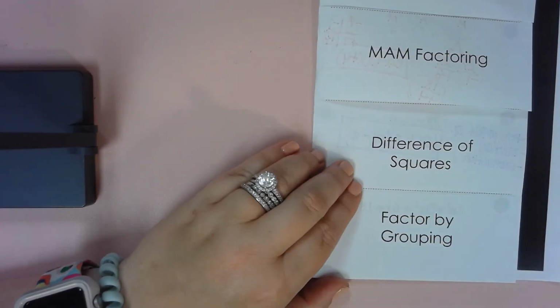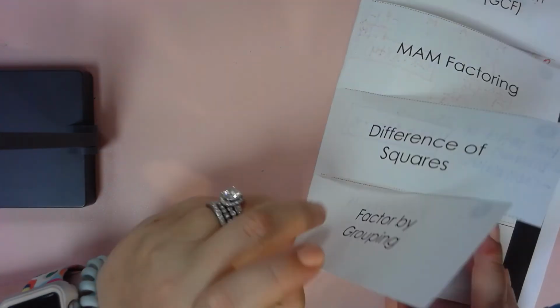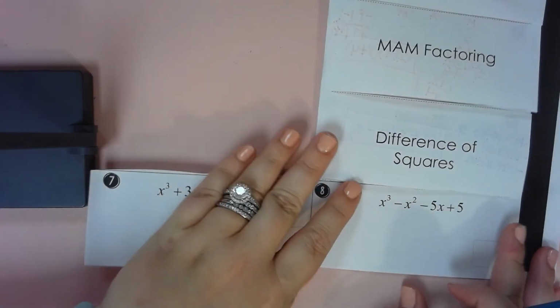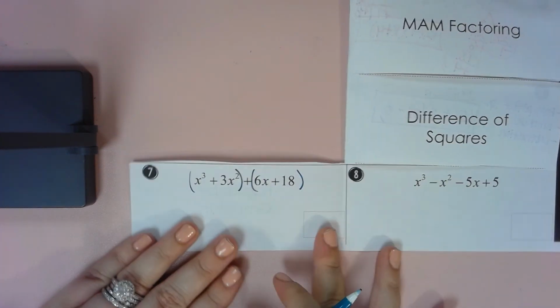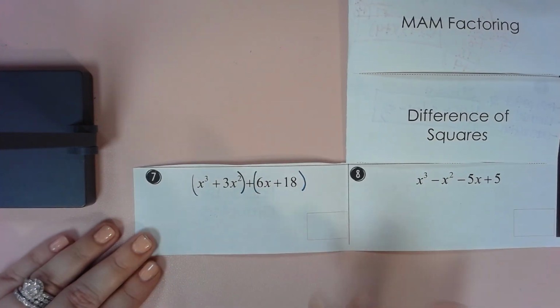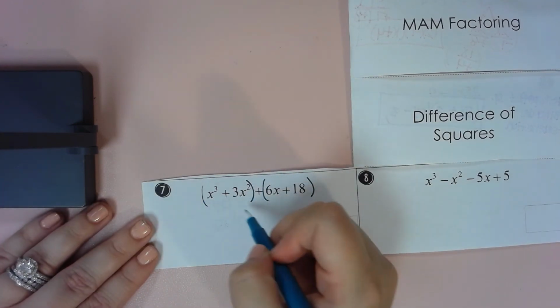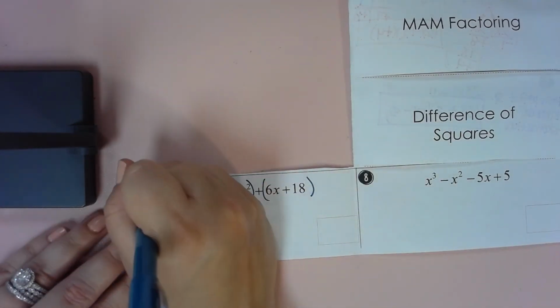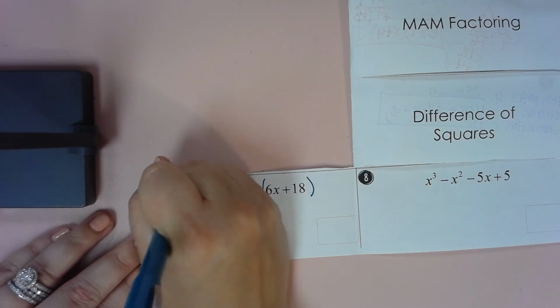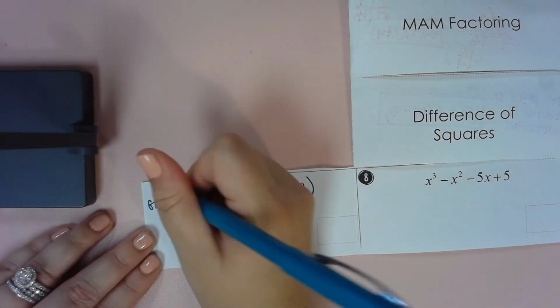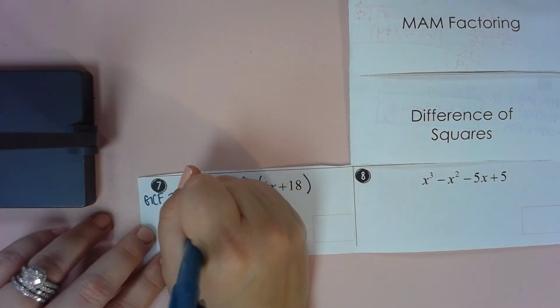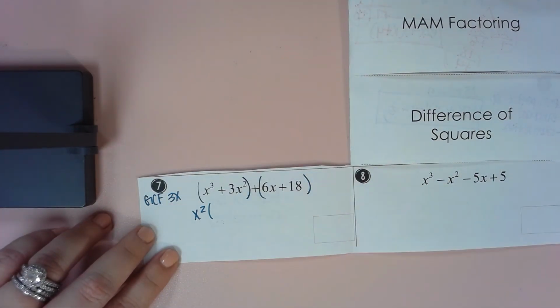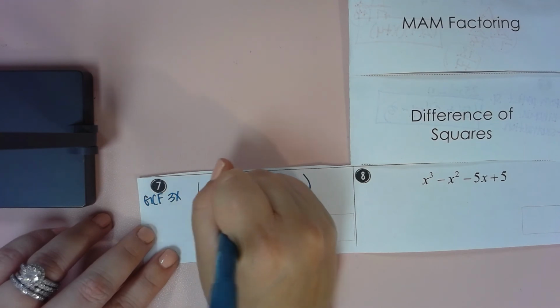Last set is going to be factor by grouping. This is where you do GCF 3 times. So I'm going to split this up into groups. Group those 2 together and those 2 together. And now I'm looking for the GCF here. I'm going to write GCF 3 times on here. Alright, so what's the GCF in this group? That would be x squared. When I factor that out, that leaves me with x plus 3.